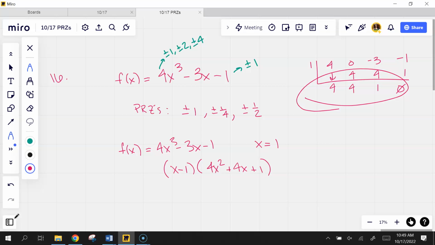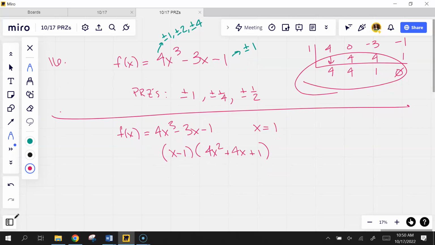Are y'all with me? I want you to see that up till here, after that line right there, we're doing exactly what we've been doing. We just had to find one that worked. They didn't give me one that worked to start with. So now I found one that worked. Now I'm back to where I started. So now can you factor that?